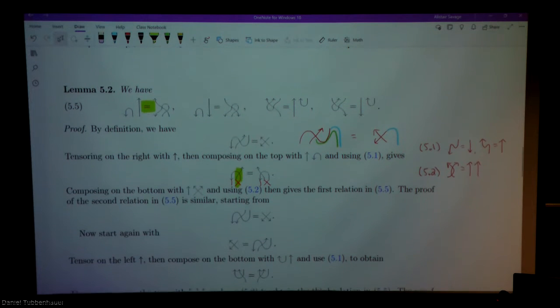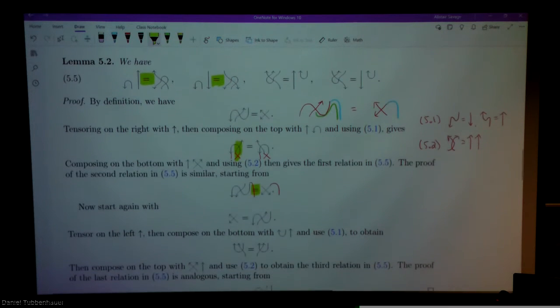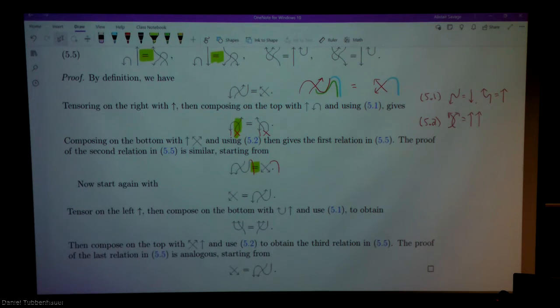So maybe I'll skip the proofs of the other ones. I've written up the details in the notes. People can look at them. But you start from our definition of the down crossing, and then you again rotate it and use the zigzag relation, and then you'll get this second one. So they all go like this. Any questions on that?